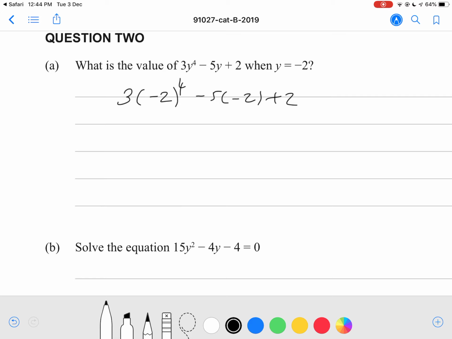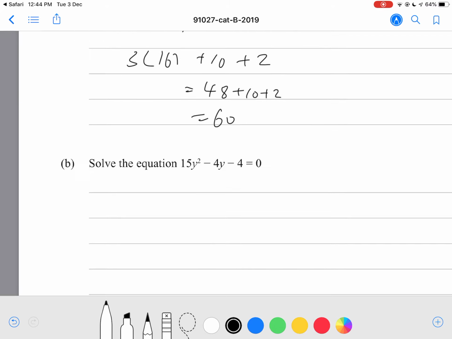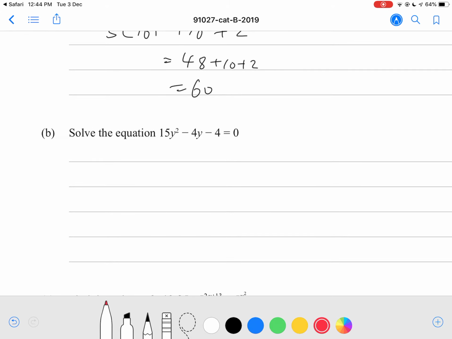Alright, so negative 2, it's an even power, so it's going to be positive. So 3 times 16. Double negative makes a positive, so plus 10 plus 2. And that should give you 48 plus 10 plus 2, which gives you 60. And let's just say that's an achieved mark here.